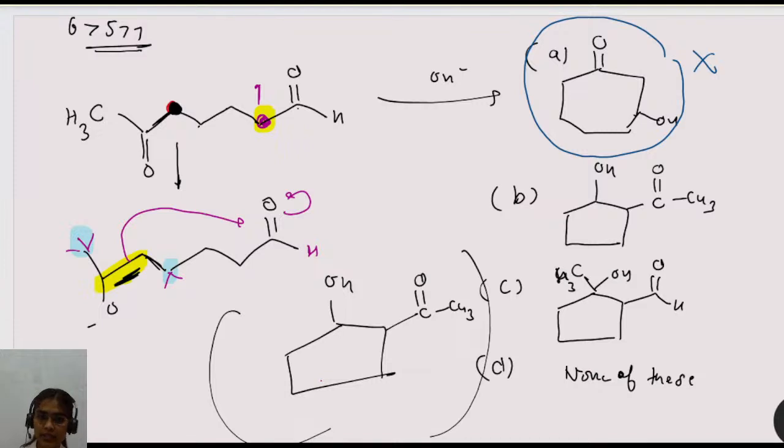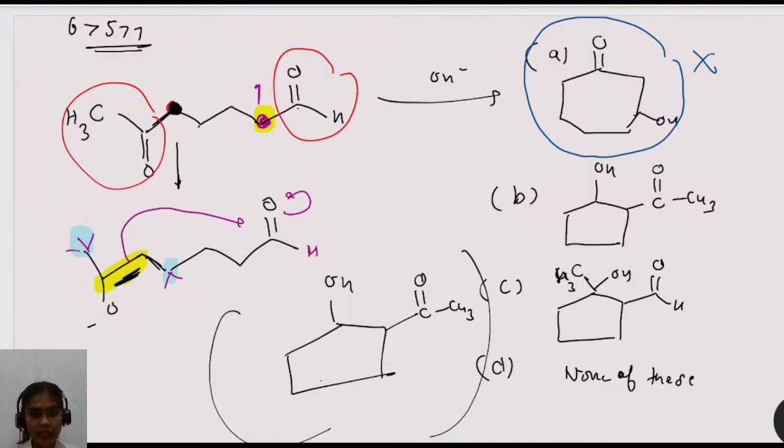Or you can also decide by looking at this: it's an aldehyde and this is a ketone. We already covered this point earlier, that if I have an aldehyde and a ketone, the aldehyde is a better electrophile. So definitely this is going to attack on the aldehyde. So yes, the correct answer for the question is only option number B. Not C. No, C is not the correct one.